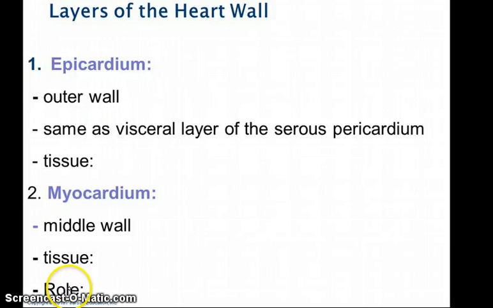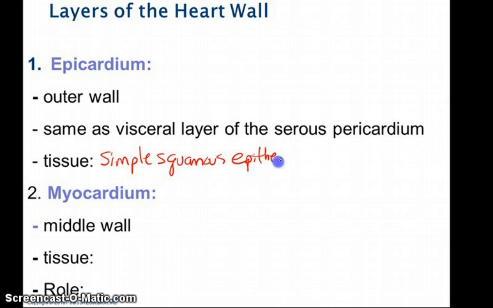Okay, so let's go back a step now and take a look at the heart again, because the heart consists of 3 walls or layers. The outer wall is called the epicardium, and it's the same as the visceral layer of the serous pericardium. I'll show you that in a minute. The tissue that makes up the epicardium is simple squamous epithelium. Okay, so this is again serous membranes.